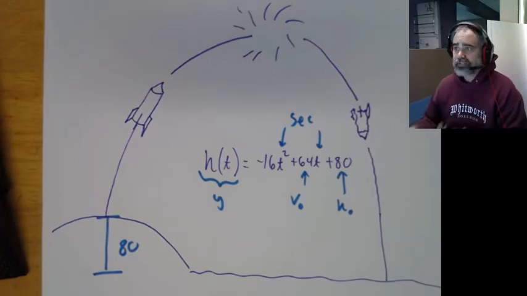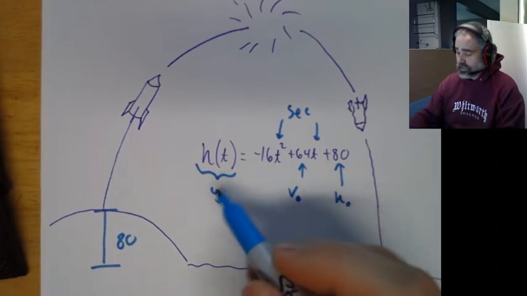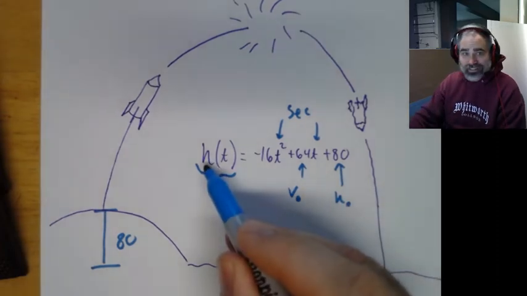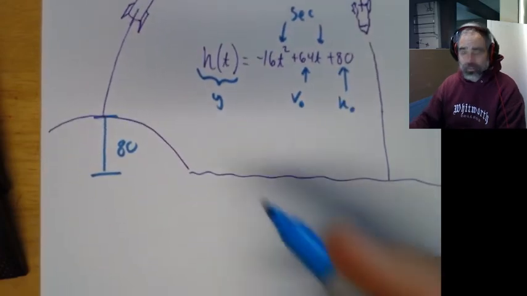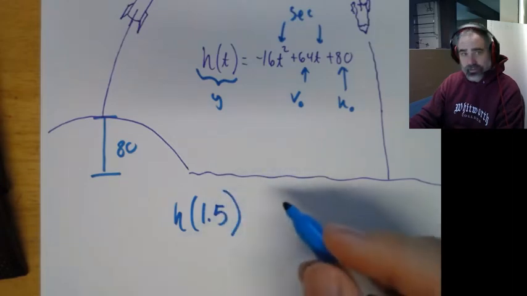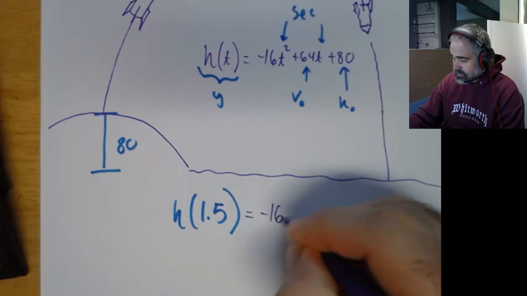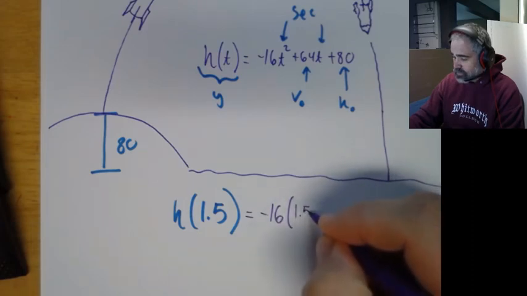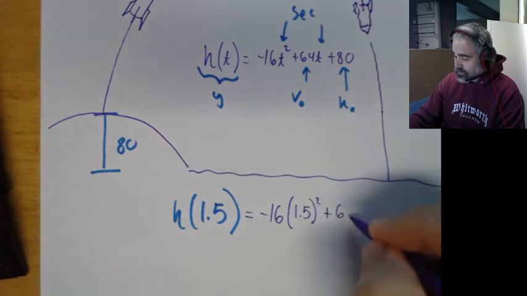So if it asked me the height of the rocket after 1.5 seconds, that's question A. What that's really asking here is it's saying, okay, what is the y value? Because y is height when t is 1.5. So all I'm doing for question A is I'm saying, what is h of 1.5? So that means all I need to do is every time I see the equation, I just replace t with 1.5. Nothing too fancy about that here.